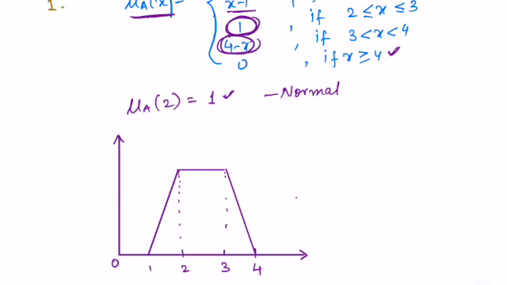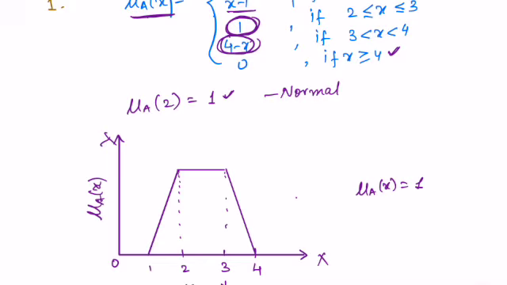Now, seeing this graph, this is our membership grade on the y-axis, and points on the x-axis. You can see that between 2 and 3, it's taking value 1. That is, the membership grade is equal to 1. So that is why this fuzzy set is a normal fuzzy set. So let's move to another example.